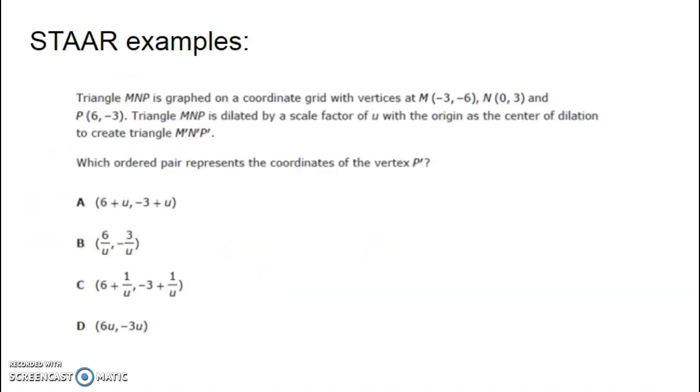Today, let's go over some STAAR examples of the material we've covered. Triangle MNP is graphed on a coordinate grid with vertices M, N, P. Triangle MNP is dilated by a scale factor of u, with the origin as the center of dilation, to create triangle M'N'P'. Which ordered pair represents the coordinates of the vertex P'?